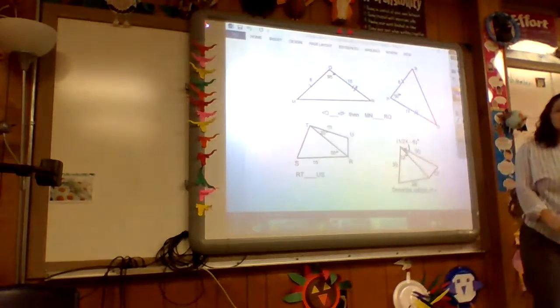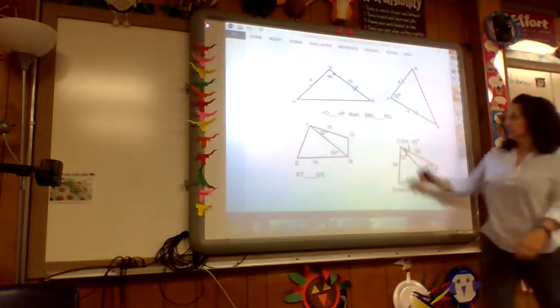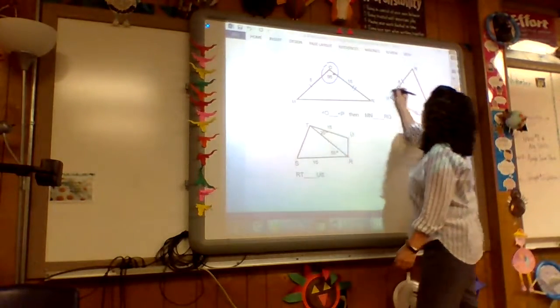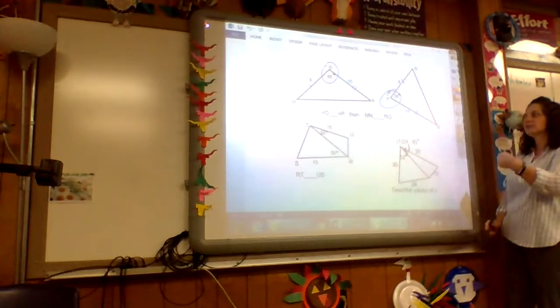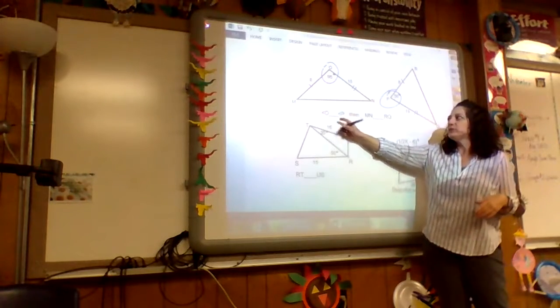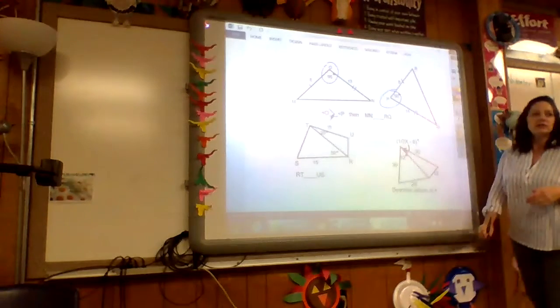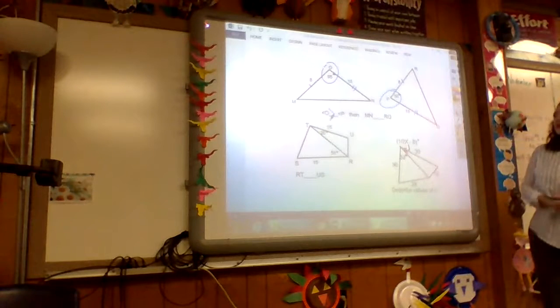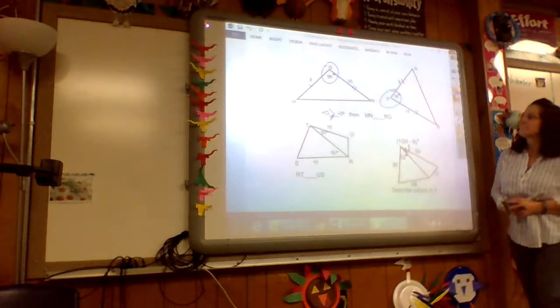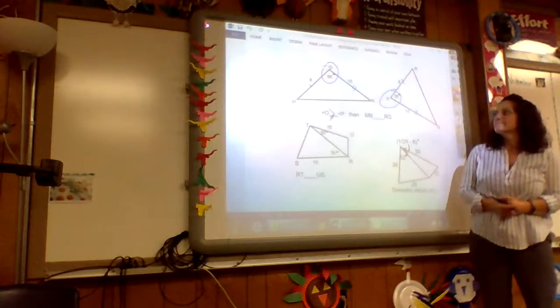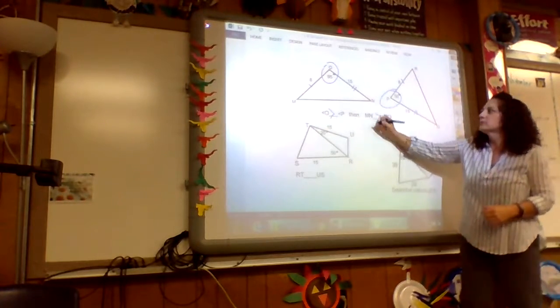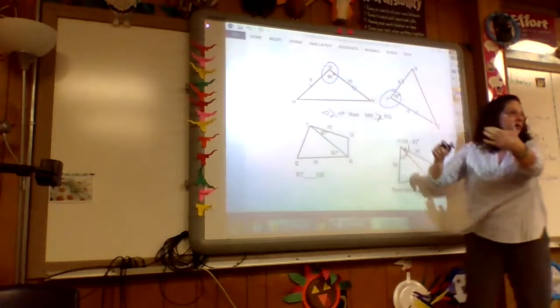And where are my hinges? O and P. Okay, so O at 95, P at 50. I'm circling them because I just want you to visualize that's where the opening and shutting is happening. And if we're comparing O to P, O is larger than P. So Kyle, how can I compare MN to RQ? Which one of these has to be the larger segment? MN is the larger one because it's across from the angle that's opened wider.